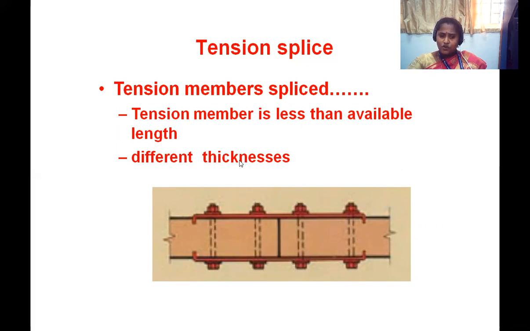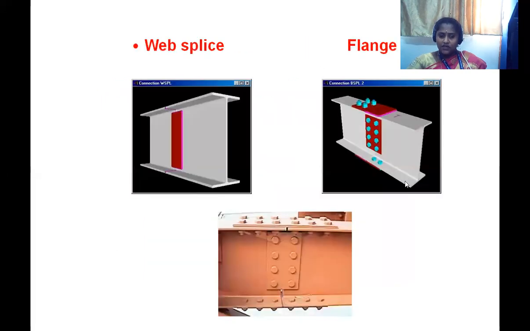For satisfying the length, you go for an additional member and that has to be connected. You can even reduce the thickness of the continuing member, or you may not change it. These are some examples of splicing.